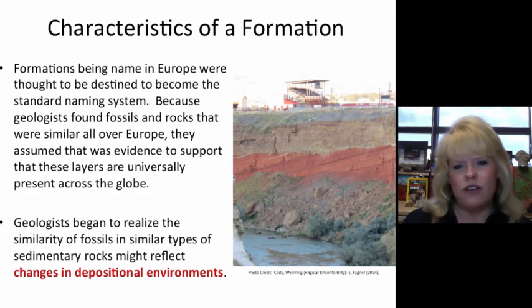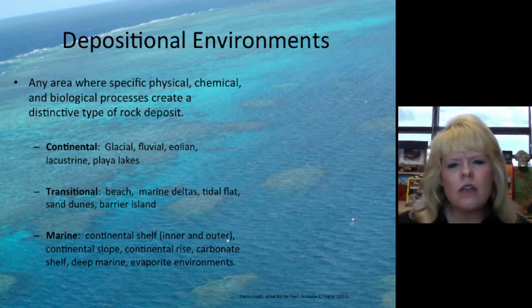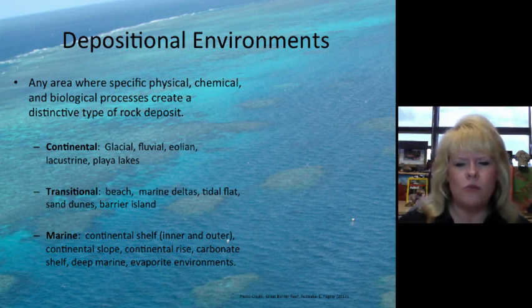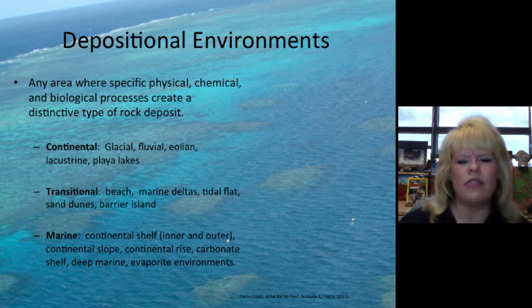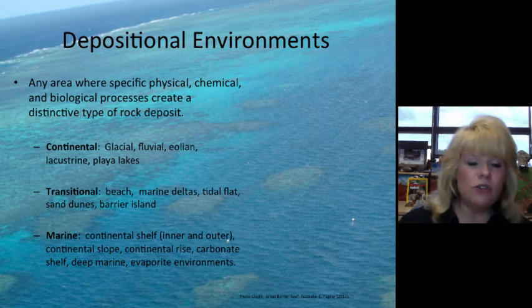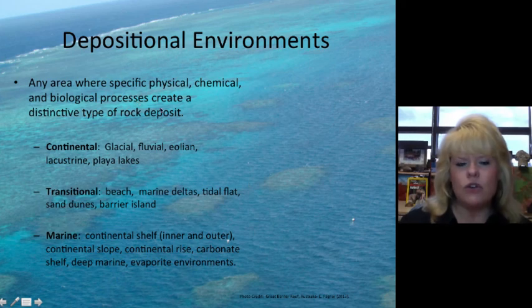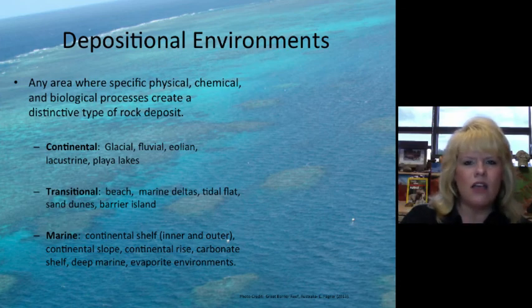So we got to cover depositional environments. So transitional areas would be like your beach lines, your marine deltas, your tidal flats, the sand dunes that are along the beach, and then also barrier islands. So marine is your continental shelf, your inner and outer. So the inner is going to be like what you see right in here. Your continental slope, which is going to be where your continental shelf makes an abrupt dip, and then a continental rise, which receives all the deposits from turbidity currents.